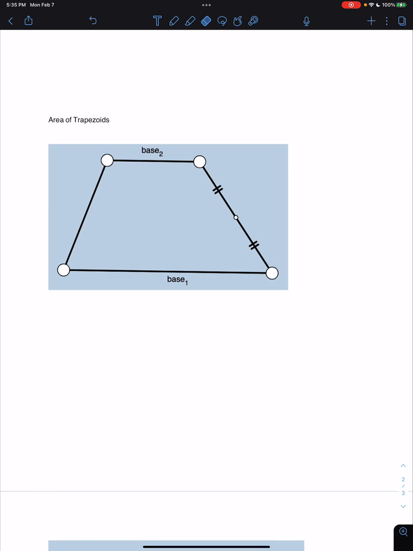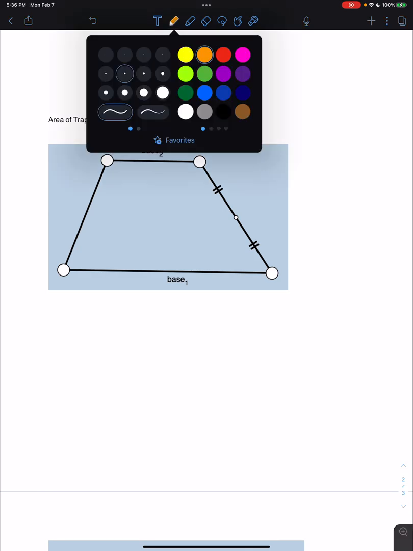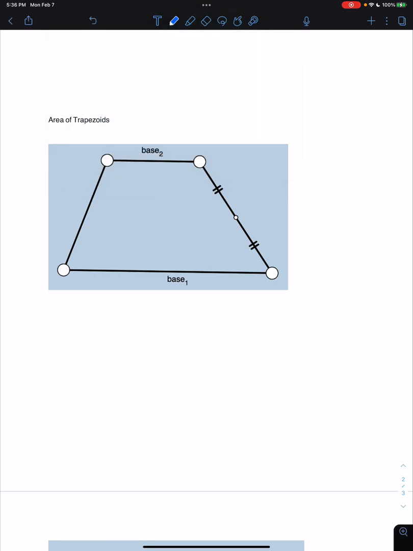You may remember that trapezoids have two parallel bases, parallel sides, and then the other sides are not parallel.